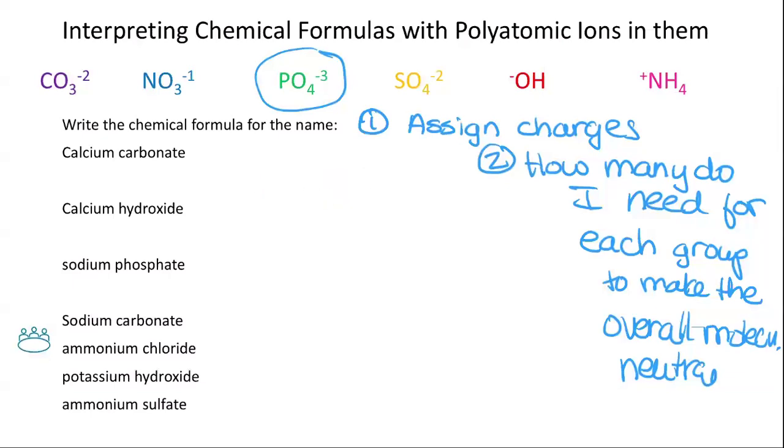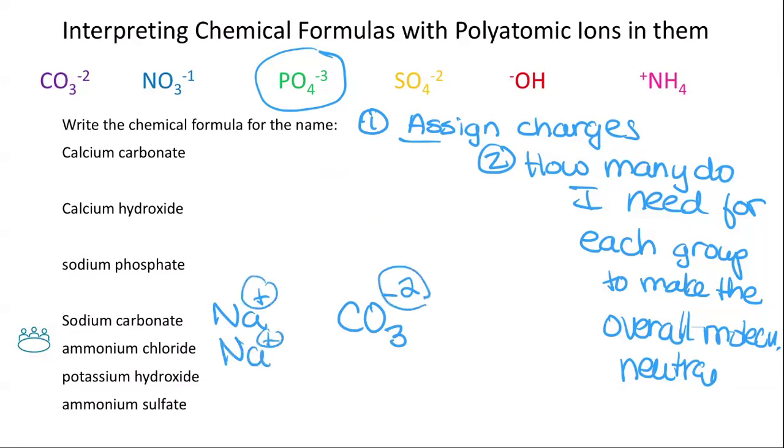Okay, let's do the next one. Sodium carbonate. Always assigning the charges first. I have sodium with a plus, carbonate that comes as a unit with a -2, and I have 2 sodiums. To cancel out that -2, I need 2 of these. So I'm going to use a subscript 2 to show that I have 2 of the sodiums. And then carbonate's a unit. I know it comes together, and because I only have 1, I don't need to use parentheses.